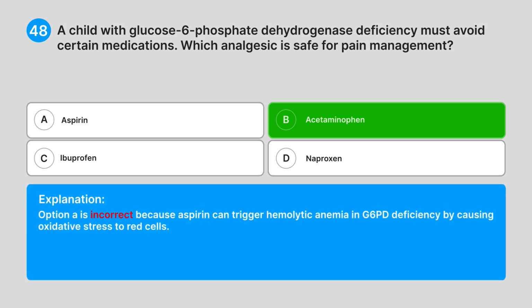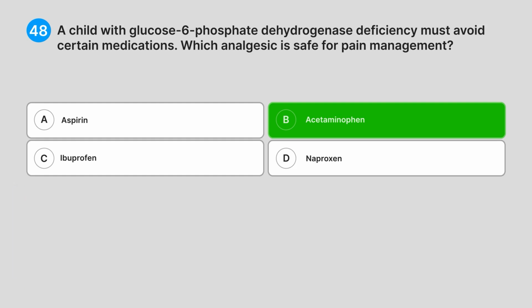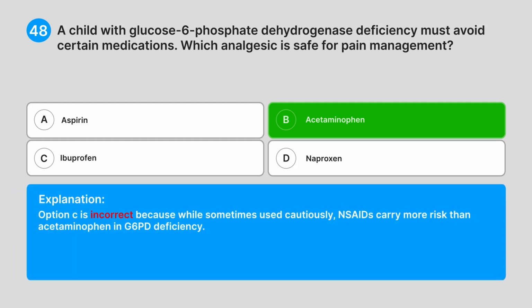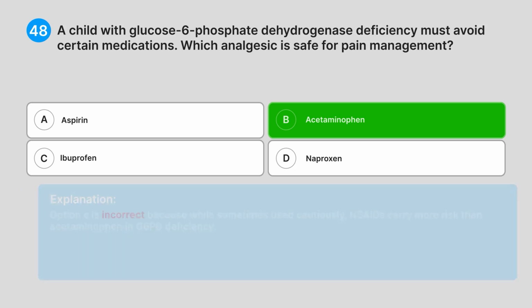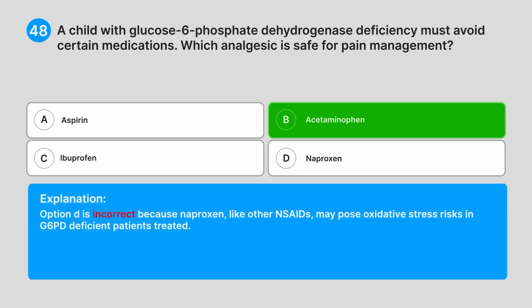Option A is incorrect because aspirin can trigger hemolytic anemia in G6PD deficiency by causing oxidative stress to red cells. Option C is incorrect because while sometimes used cautiously, NSAIDs carry more risk than acetaminophen in G6PD deficiency. Option D is incorrect because naproxen, like other NSAIDs, may pose oxidative stress risks in G6PD deficient patients.